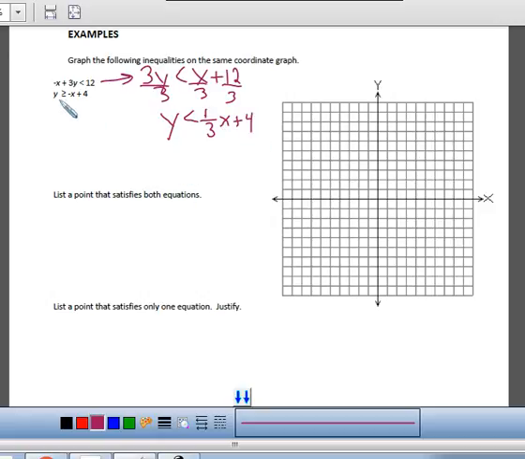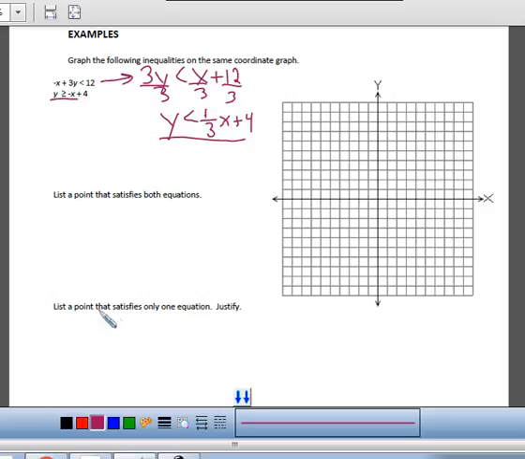Alright, so here's what I want. You've got two inequalities. You're going to graph them. Make sure that you put the correct type of line, either dashed or solid. Then you've got these three questions here. List a point that satisfies both inequalities, so one where it's part of the solution. Also, I want you to put a big S in the area where it's shaded.